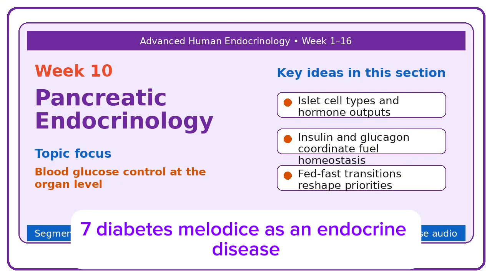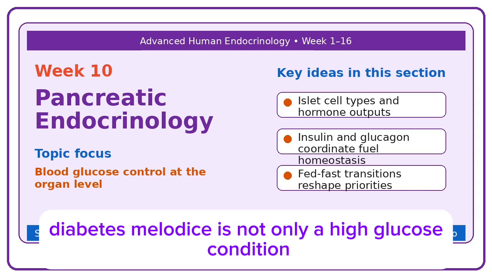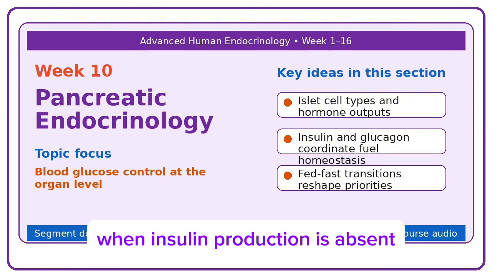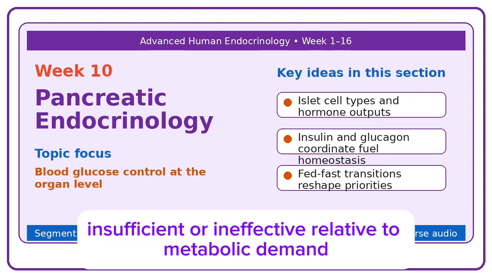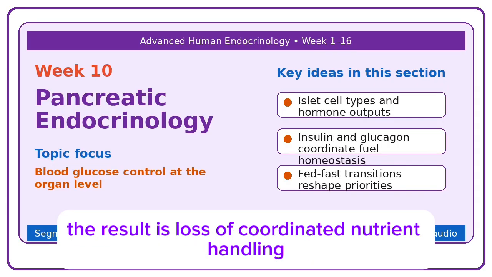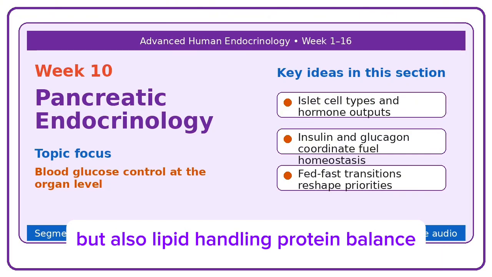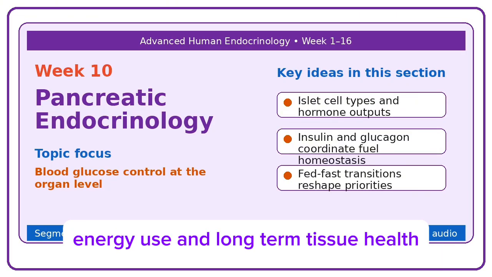7. Diabetes mellitus as an endocrine disease. Diabetes mellitus is not only a high glucose condition, it is a major disorder of endocrine fuel regulation. When insulin production is absent, insufficient, or ineffective relative to metabolic demand, the result is loss of coordinated nutrient handling. This means diabetes affects not only blood glucose but also lipid handling, protein balance, energy use, and long-term tissue health.